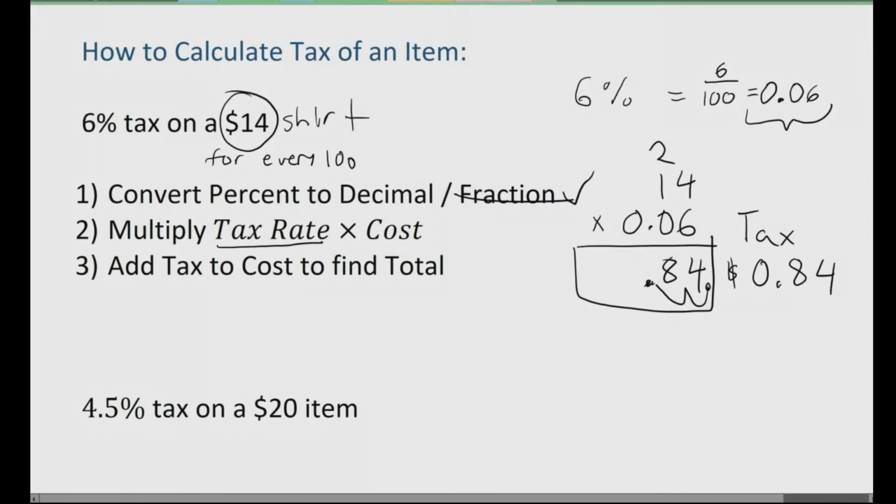Now, the third step is occasionally optional. If you want to find the total cost, that's going to be your regular cost of the shirt and the price that you have to pay for tax. So in this case, 14 plus 0.84 is going to give you a grand total of $14.84.